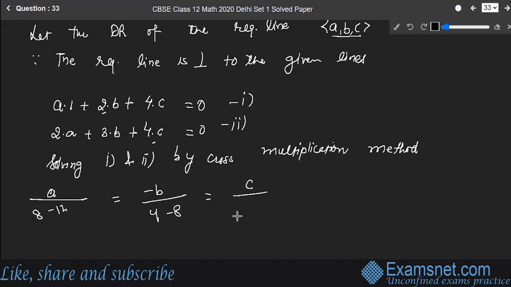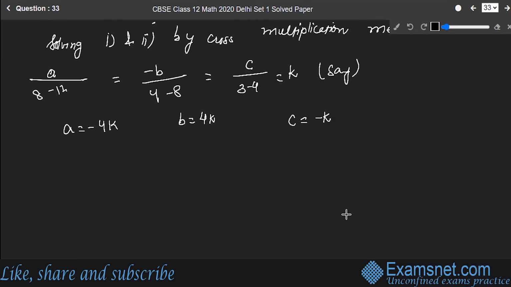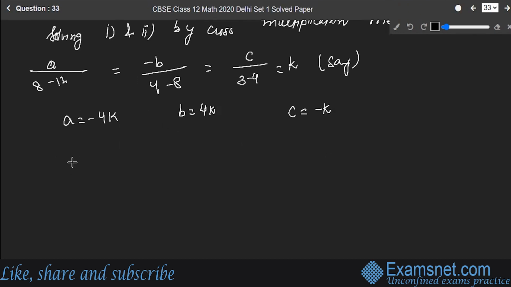And this is equal to 3 minus 4. Let's say this is equal to some constant k. Therefore, what is A? This is equal to minus 4k, B is equal to 4k, and C is equal to minus k. Okay. So the direction ratios of the required line, we got A, B, C. Direction ratios of the required line are given by minus 4, 4, and minus 1.